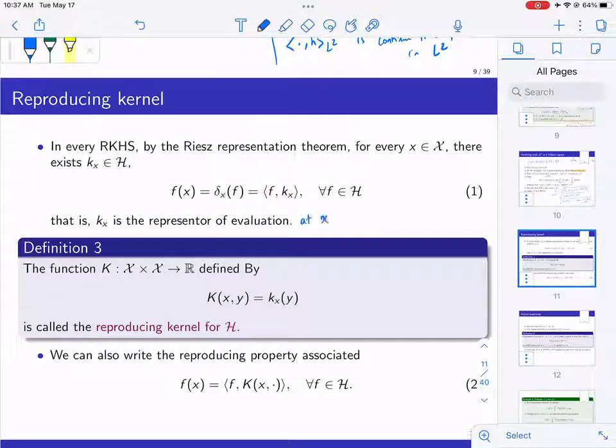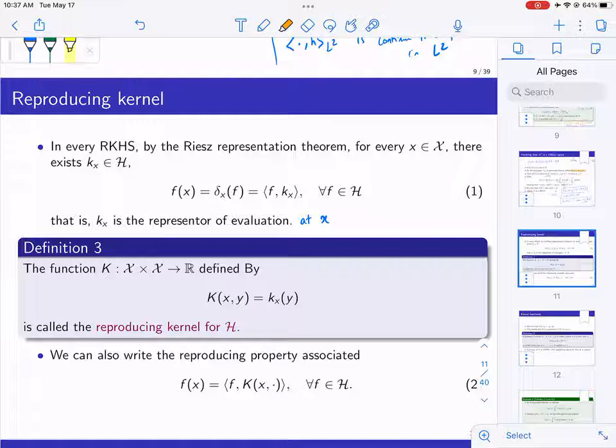This is the key point in RKHSs. In order to evaluate the function, you can just take the inner product with some function in the Hilbert space. This makes evaluation like linear algebra. It is very powerful. That's the key idea. Once you get comfortable with it, you treat the functions as vectors. If you want to evaluate them, just take the inner product with some other vector. You evaluate at that point.